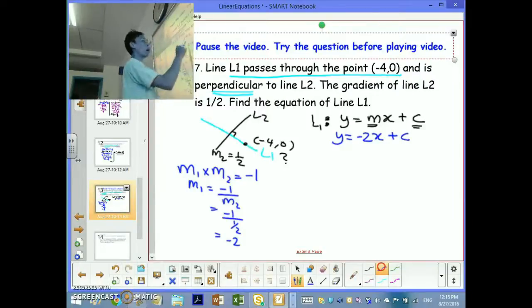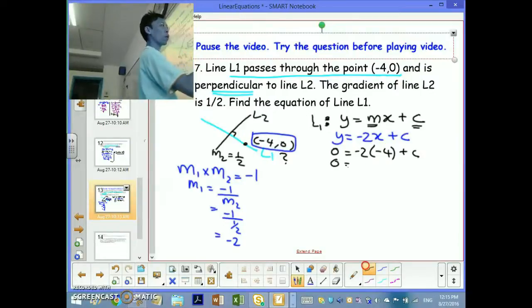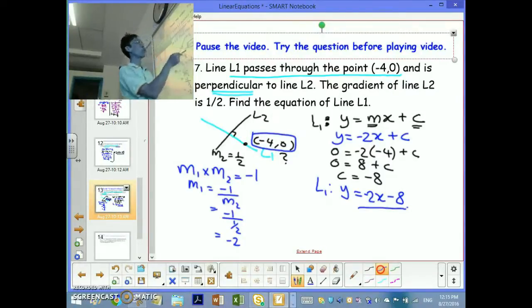And now I also know a point. This is the point. x is equal to negative 4 and y equal to 0. So I put in 0 equals negative 2 times negative 4 plus c. So 0 equal to 8 plus c. So c is equal to negative 8. Therefore, my equation of the line L1 now is y equal to negative 2x minus 8. Right? And this is consistent with my L1 now because it is a negative gradient.